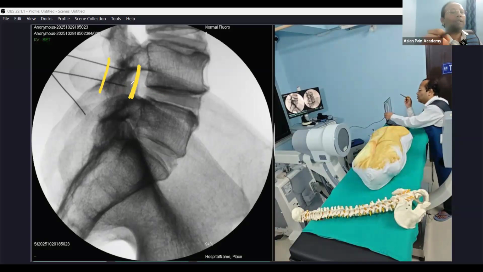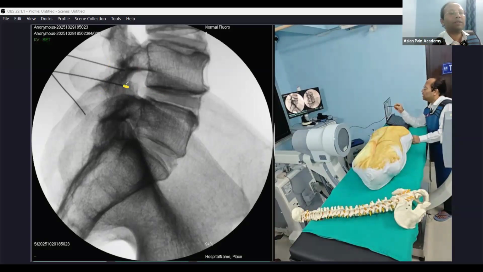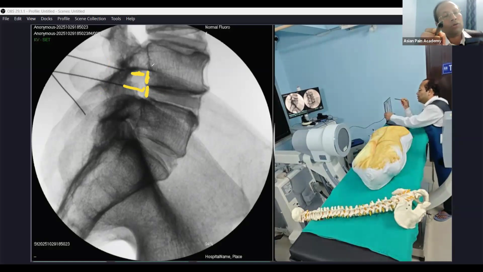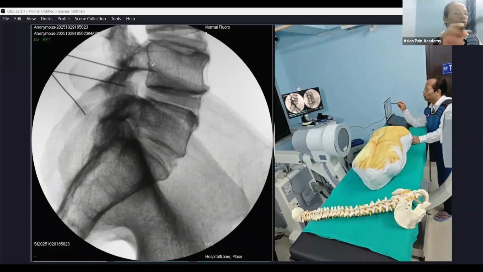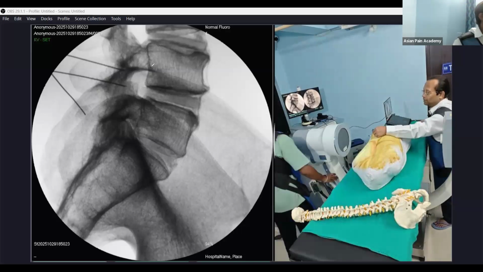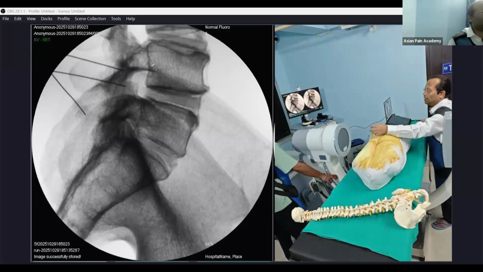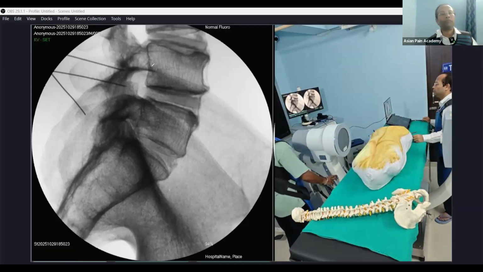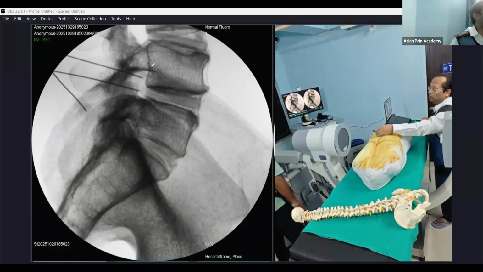If I go more in the Kambin's triangle, I have the possibility to puncture. And here, of course, if I go more, there is no such issue, but still I don't want to puncture the root. So in lateral view, after seeing this much, I will again go a bit more, and this side also I will go a bit more. So okay, both are in the right position.